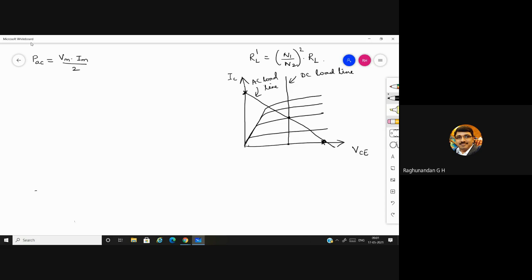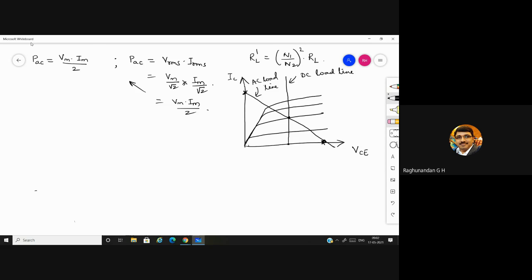Can you tell me how we got this Vm into Im by 2? Okay, so we have to consider the RMS value. RMS will be Vm by root 2 into Im by root 2. Correct. Good. See, the first step is VRMS into IRMS. So VRMS is Vm by root 2, and this is Im by root 2. When you multiply this, you'll get Vm Im by 2. This is what we have written here directly.